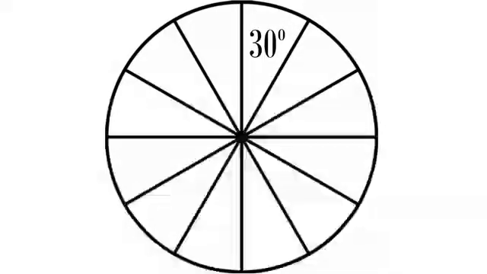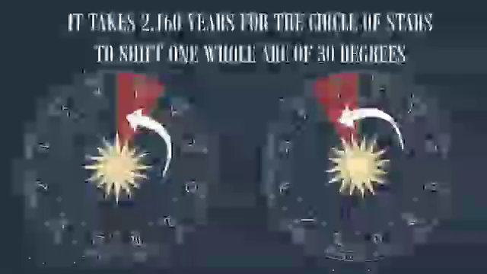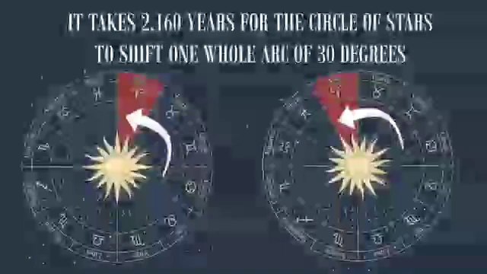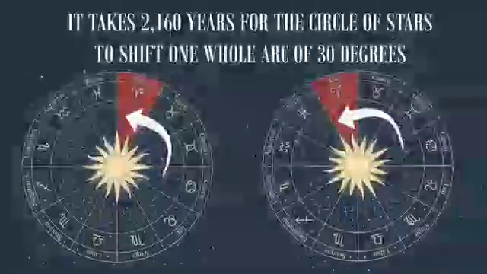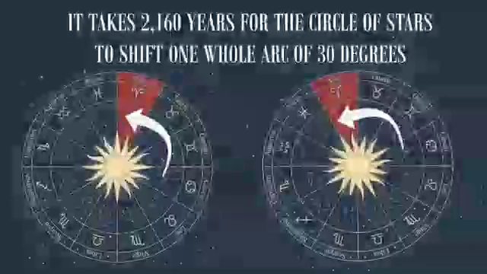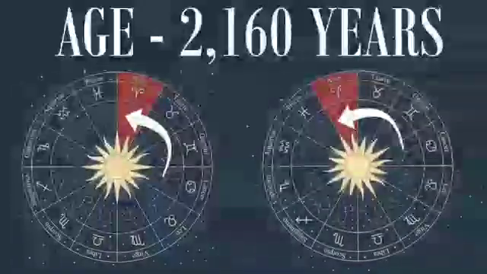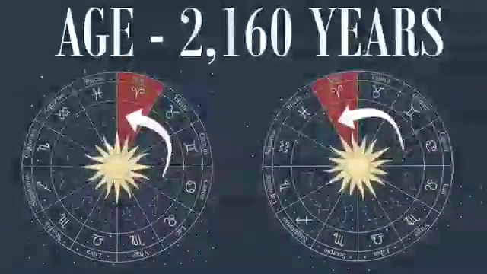If we multiply 72 with 30, we get 2,160 years. It takes 2,160 years for the circle above to shift one whole arc. Astronomers call this an age, and this is what is meant by entering or the dawn of a new age.